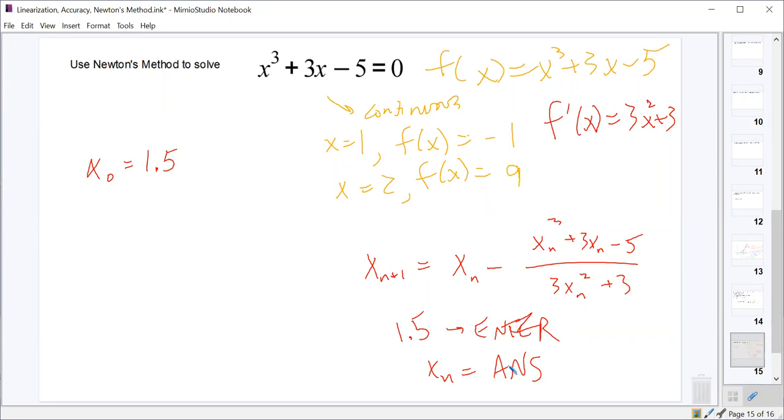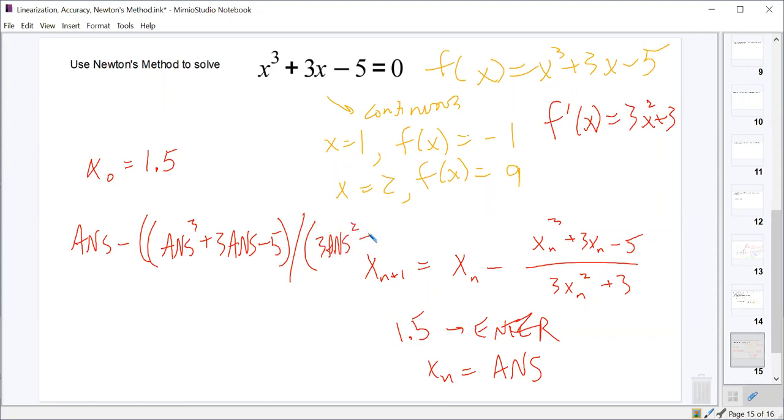So what you'll type in: you'll do 1.5 and then enter, and then you're going to type in answer minus, and then you're going to put two parentheses, one for the full fraction and one for the numerator, and you'll do answer cubed plus 3 answer minus 5, close parenthesis, divided by new parenthesis, 3 answer squared plus 3, parenthesis parenthesis. So that's what you want to type in. When you hit enter, it should give you your next x value. It'll say x sub 1 is, I think it comes out to be like 1.3 repeating. Is that right? I got 1.205.